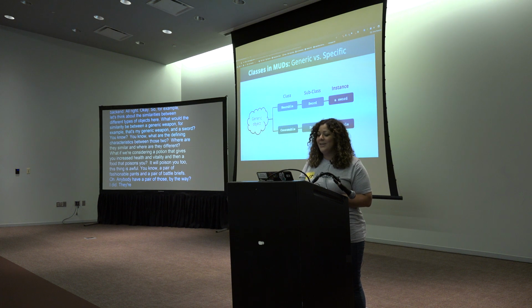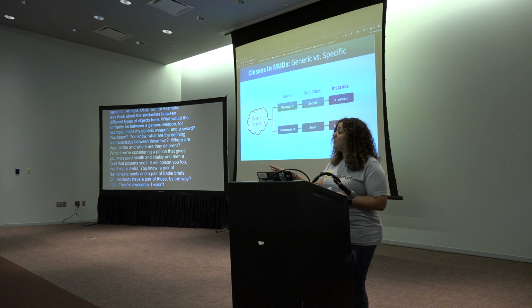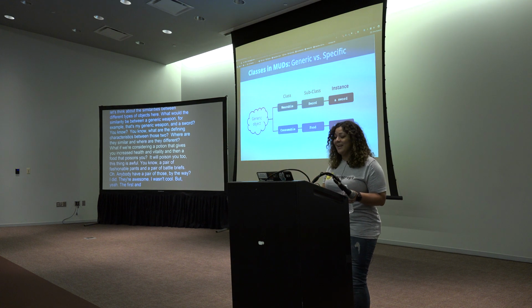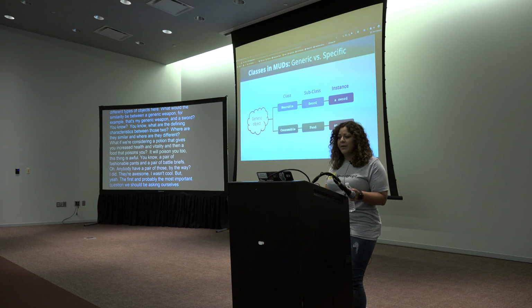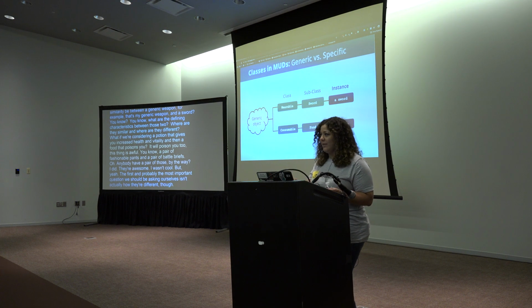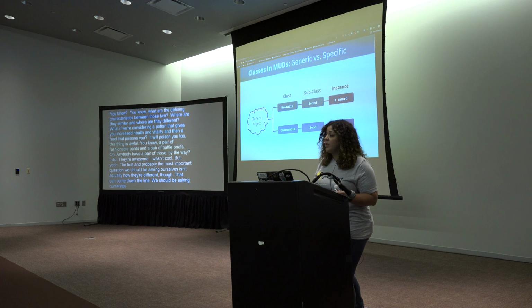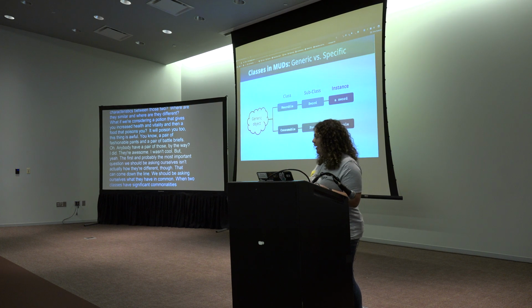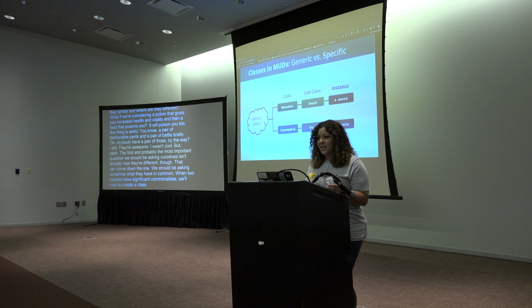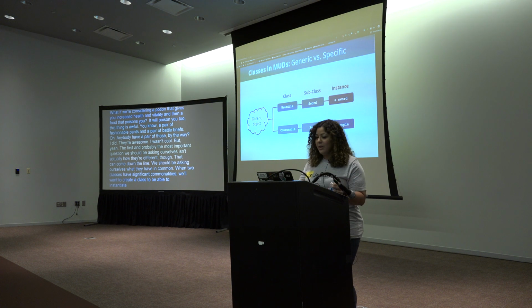I wasn't cool. But yeah, the first and probably the most important question we should be asking ourselves isn't actually how they're different, though. That can come down the line. We should be asking ourselves what they have in common. When two classes have significant commonalities, we'll want to create a class to be able to instantiate with less code.